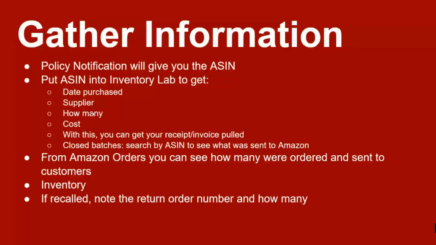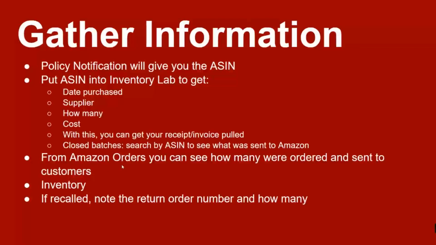Sometimes I have more than one supplier or purchase date, etc. I need to get all of the receipts pulled for all of the inventory in question. I'm also going to go search the closed batches so that I know what was sent into Amazon when, and I have all that batch number information. You just go into closed batches in Inventory Lab, search by ASIN, and it will tell you which batches that ASIN was in.